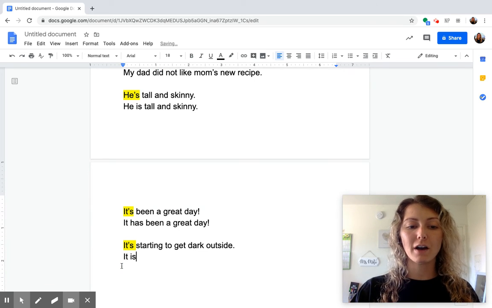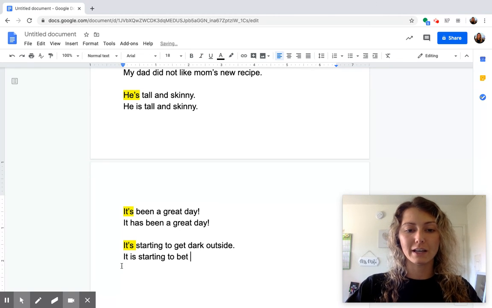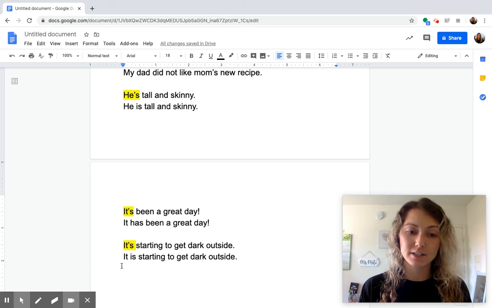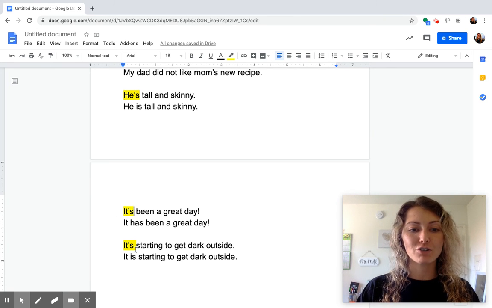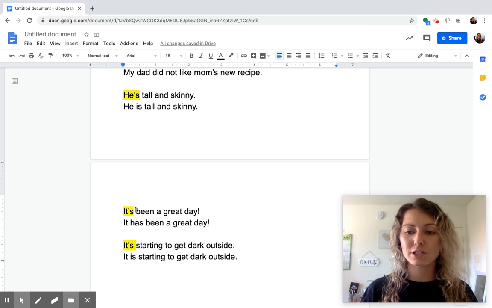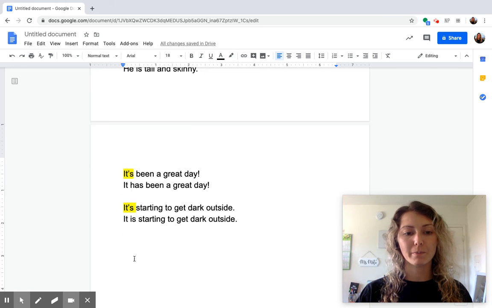Yes, I hope that you got it is, because it is starting to get dark outside. Not it has starting, but it is starting to get dark outside. Isn't that so interesting that the same contraction was used in these sentences, but the contraction actually stood for something different? It has and it is. That's why it's important to pay super close attention and read carefully and make sure that you're also writing carefully.